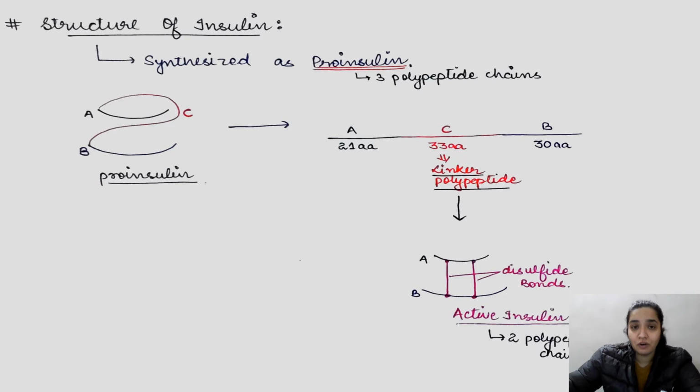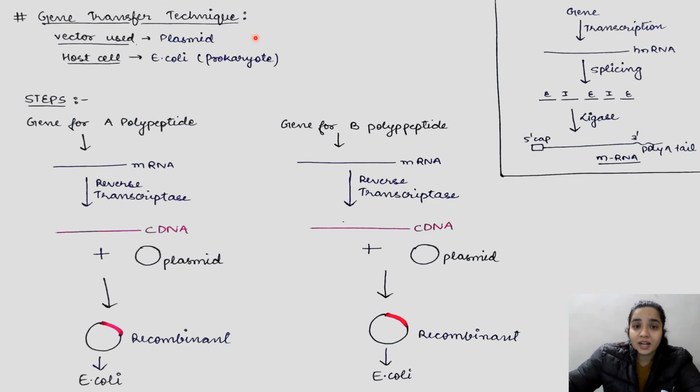Now moving forward, what did scientists do? They isolated genes for polypeptide A and for polypeptide B. Both these genes were first allowed to be transcribed into mRNA, and this mRNA, using reverse transcriptase, was then converted into a DNA strand known as cDNA.